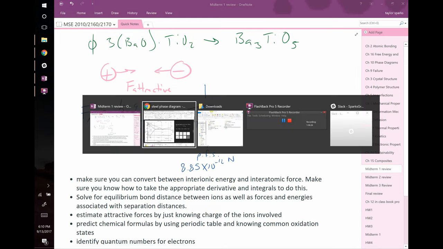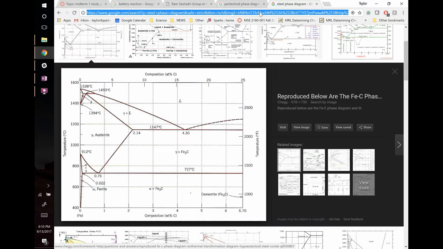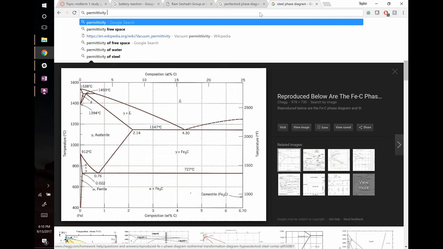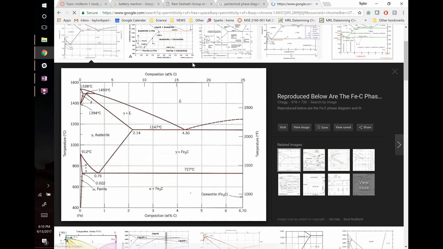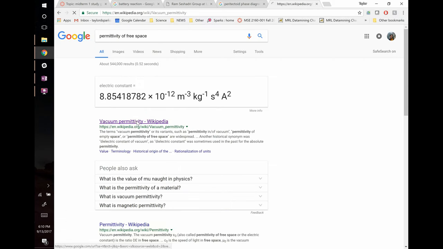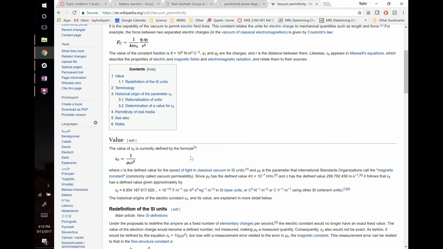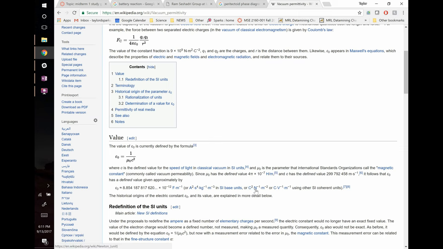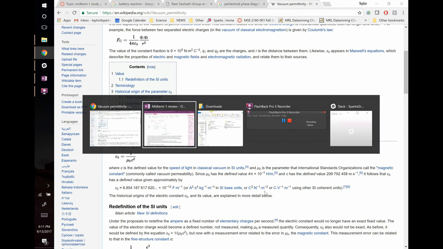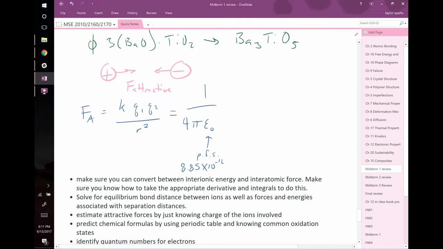Hold up. There's one with Newtons that's more useful for you guys. Let me pull it real quick. Permittivity of free space. The one with Newtons is the one we want. Oh, right here: coulomb squared per newton per meter squared. All right, I was close. Coulomb squared per newton per meter squared. Cool.